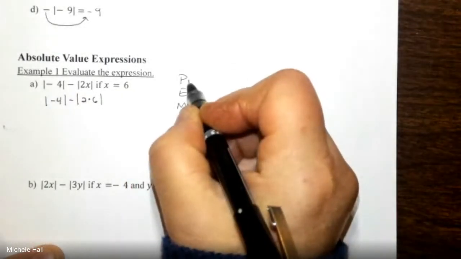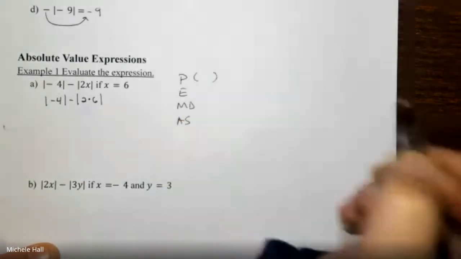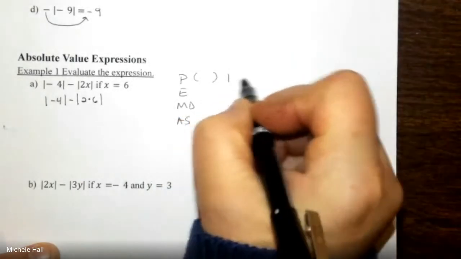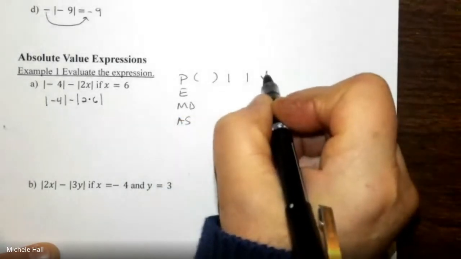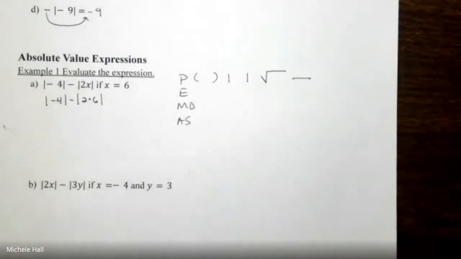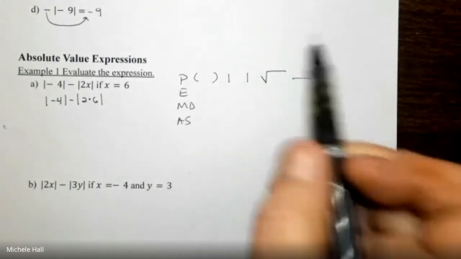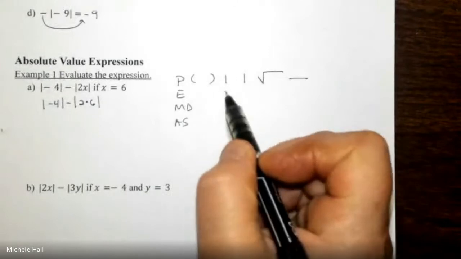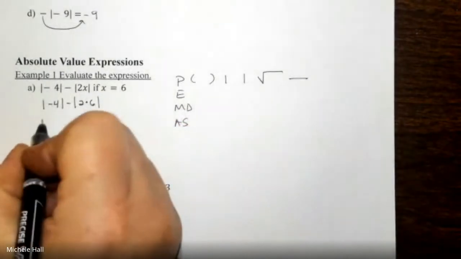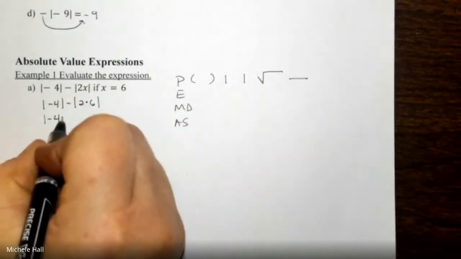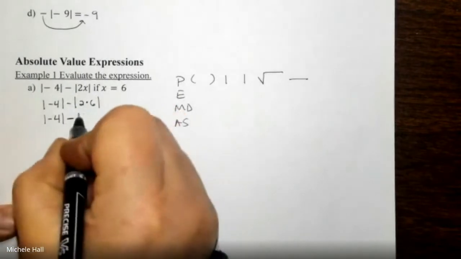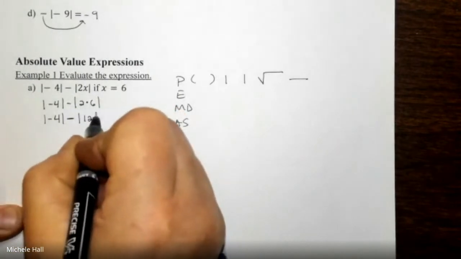And parentheses are about grouping symbols, so that doesn't mean just parentheses. That means the absolute value, a square root, a division bar. These are all grouping symbols. We need to start simplifying inside of the grouping symbols. There's nothing to simplify on the inside of this one. 2 times 6 is 12.